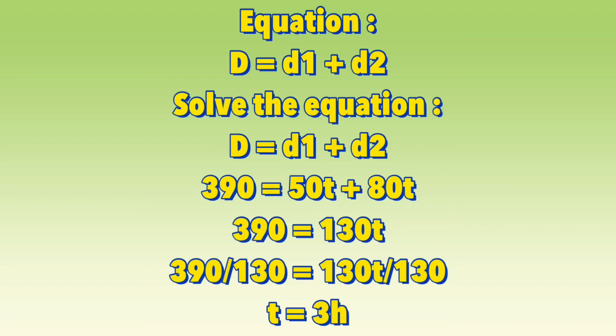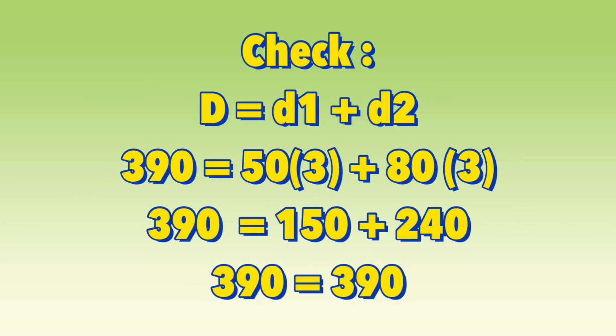And 390 we just copy, and we have to divide both sides by 130. So 390 divided by 130 equals 3. And 130 divided by 130 equals T. So therefore the time is equal to 3 hours. You have to check. Distance is 390. Distance of the first bus is 50 times 3 plus the distance of the second bus is 80 times 3. So 50 times 3 equals 150 and 80 times 3 equals 240. So 390 equals 390. So therefore the equation is balanced. We can say that our answer is correct.